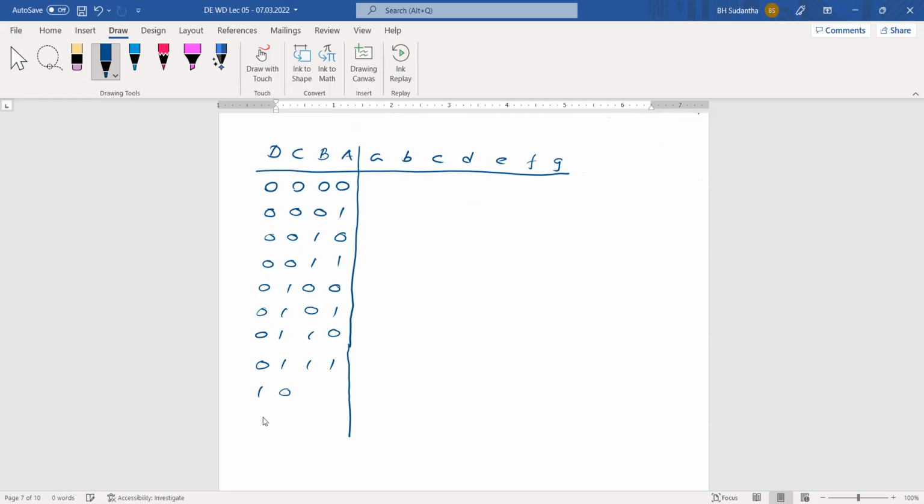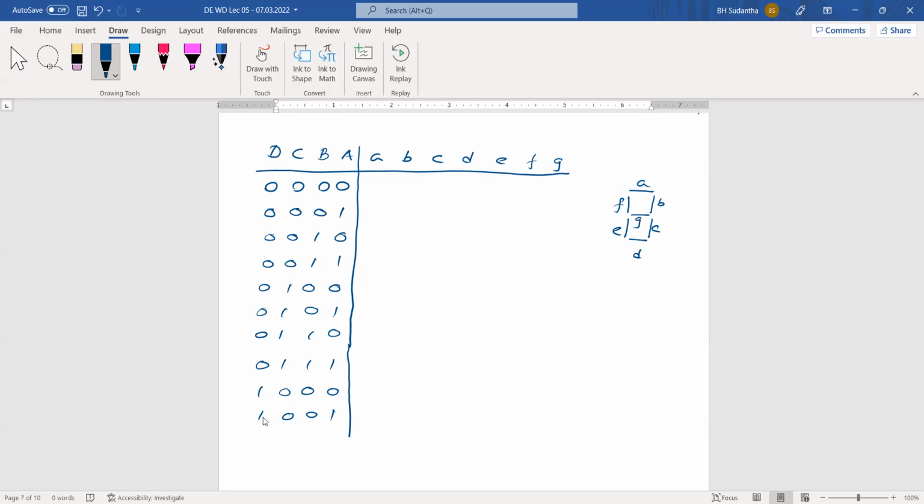Seven, 8, 9. Okay, up to this we can try to fill this table. And here, this is the 7 segment display: A, B, C, D, E, F, G.